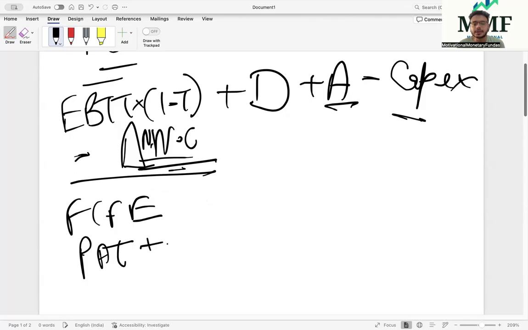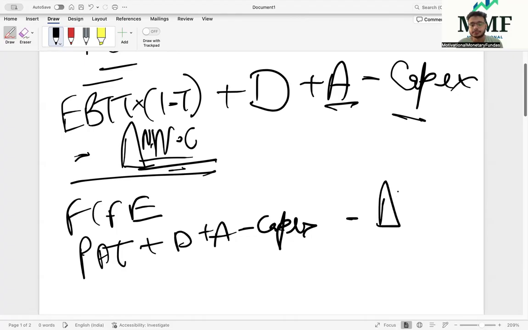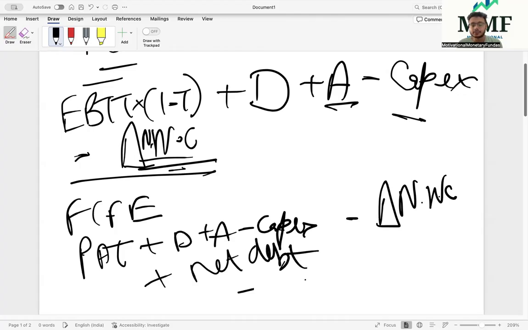Rest the formula remains the same. We add back the depreciation and the amortization. We subtract the capex. We subtract the changes in the net working capital, and we add net debt. And what is net debt? It is debt issued minus debt paid. If I have taken a loan of 100 and paid a debt of 50, 100 minus 50 is my net debt. So this net debt is an additional factor that we are adding here.